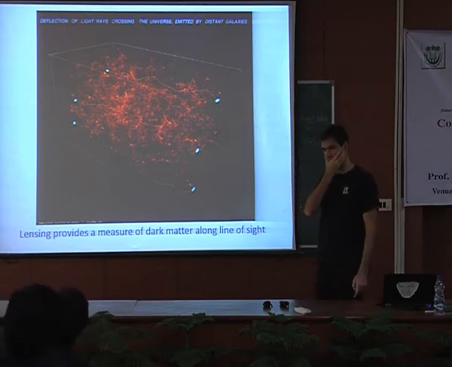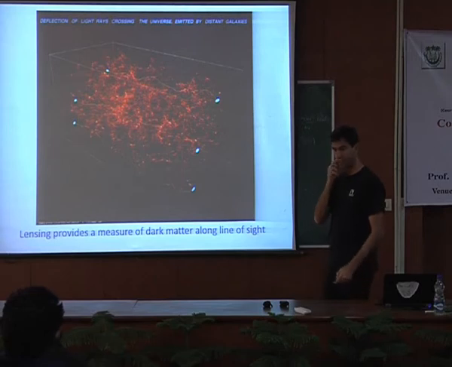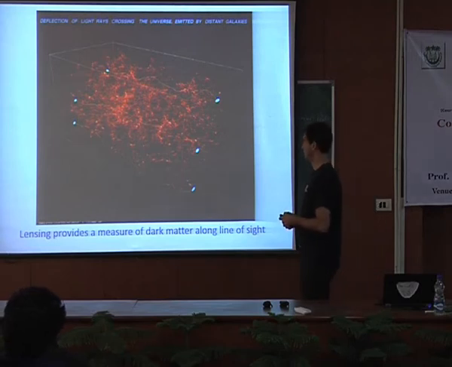Let's say you have a source somewhere and you're observing it somewhere. Won't the final path of light be a sum of all the changes that you get from all the dark matter along the side? Correct. Yes. So how do you decouple all that to really get a three-dimensional image?